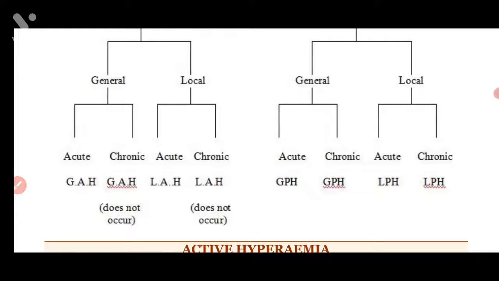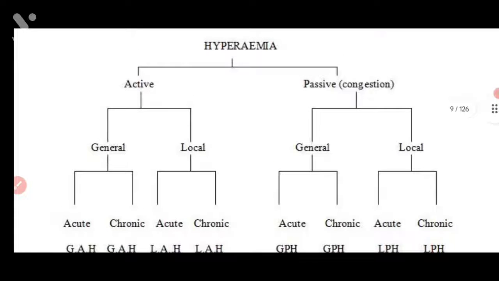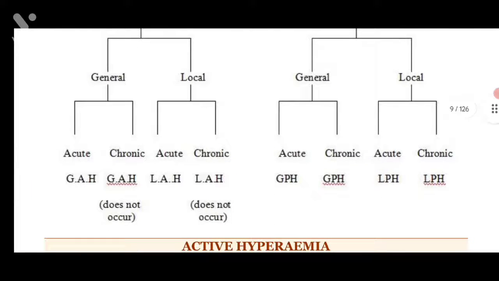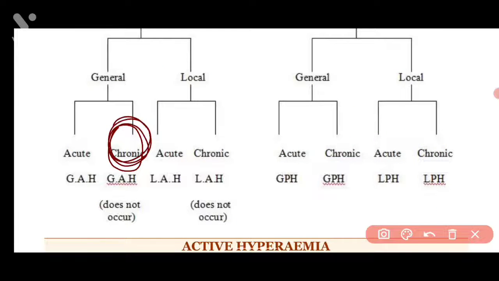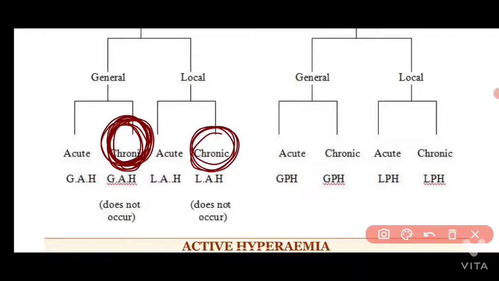And one important point we should keep in mind is that in case of hyperemia, that is nothing but the active hyperemia, the chronic accumulation of increased volume of blood is not seen. The active hyperemia is always a case of acute condition. It is not at all related with the chronicity of the condition. So this is the point we should keep in our mind whenever we are studying hyperemia.